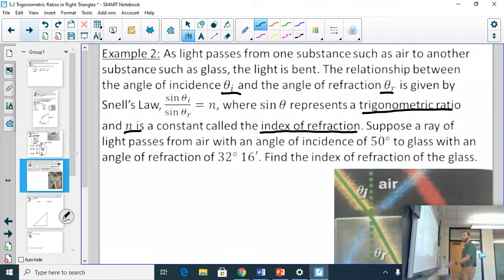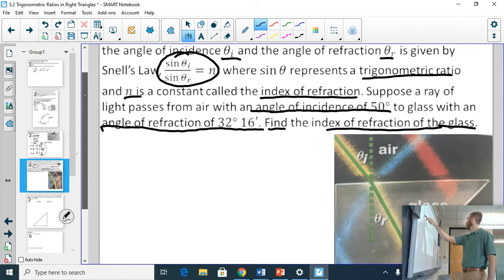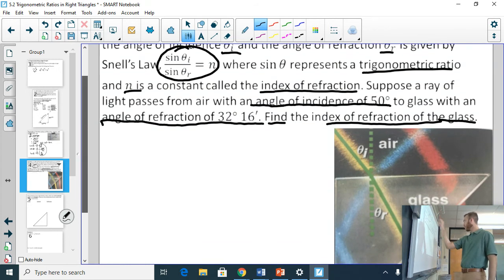Suppose a ray of light passes from air with an angle of incidence. So this is how we dissect a word problem like this long one. All above it was kind of just word vomit, and this is how we dissect it. So suppose a ray of light passes from air with an angle of incidence of 50 degrees to glass with an angle of refraction of 32 degrees and 16 minutes. Find the index of refraction of glass. And this equation right there will probably help us out here, so I underline that as important.